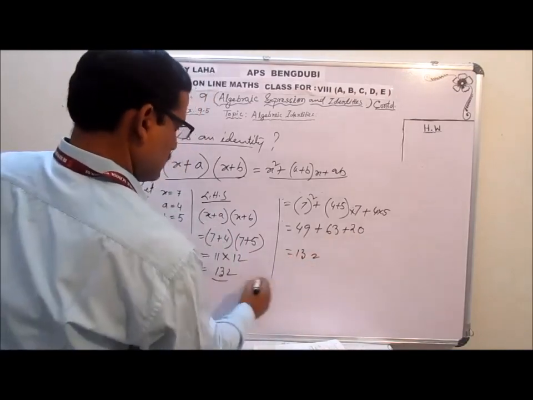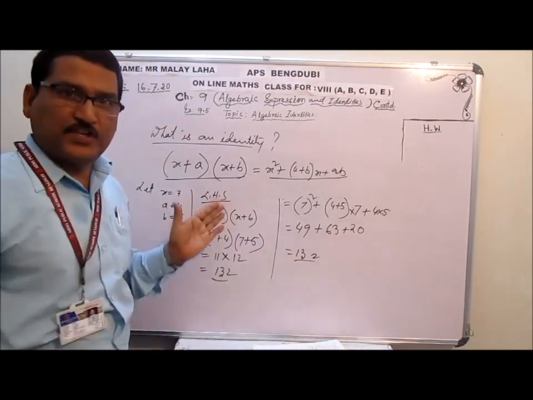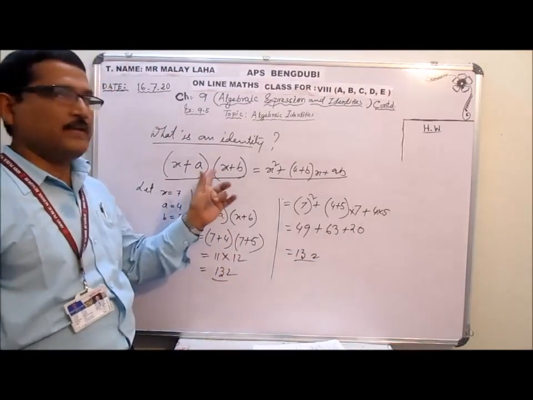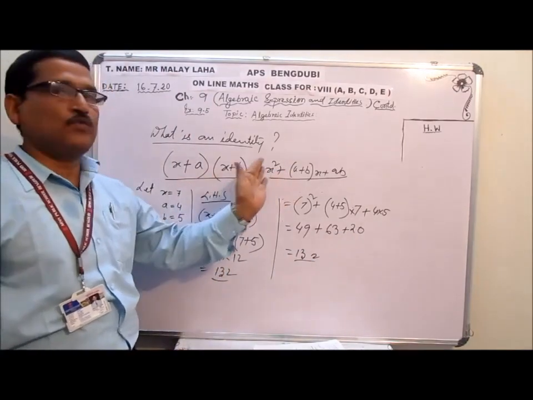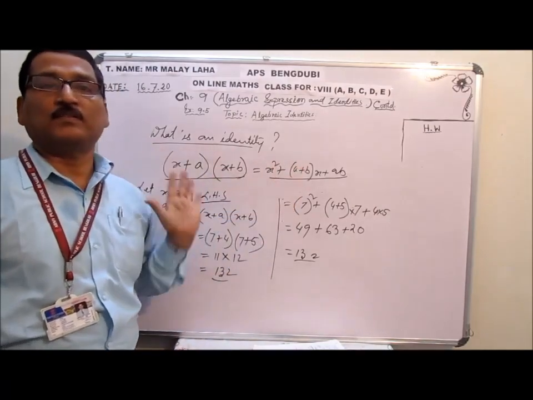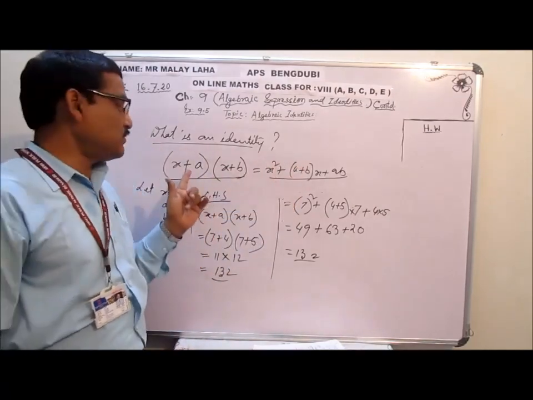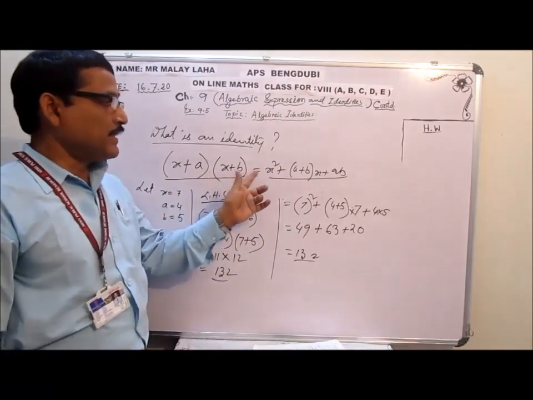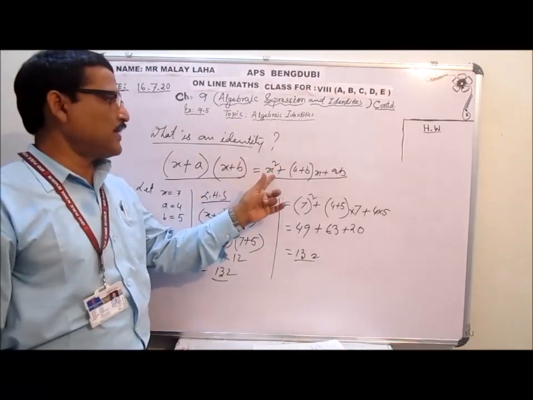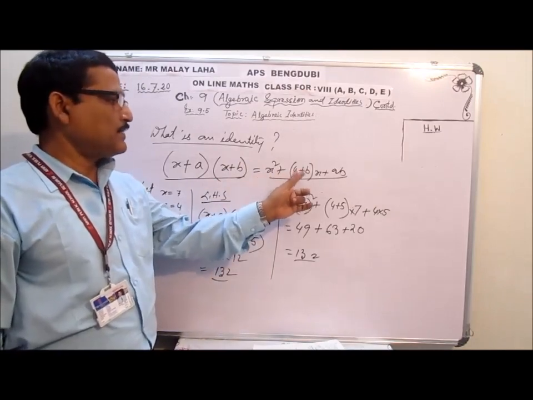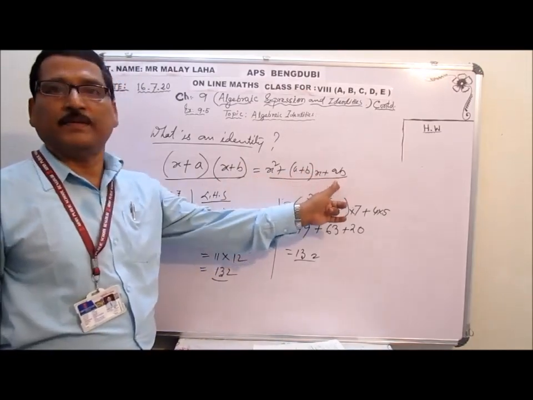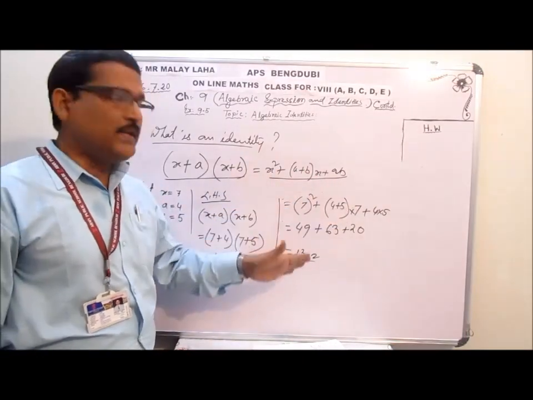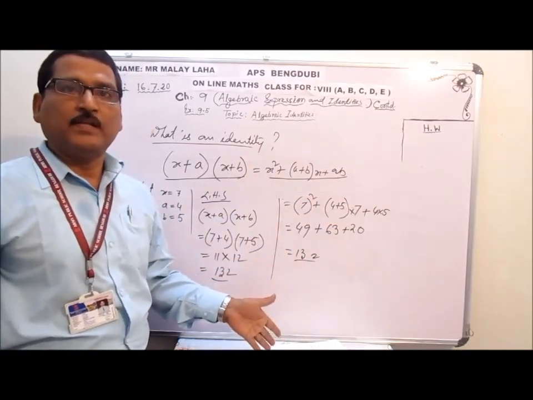So if I change the values on both sides, this expression will be equal to that expression; it will remain constant, no change at all. That's why the expression x plus a into x plus b equals x square plus a plus b into x plus ab. So that's why it is an identity. It is universal. Whatever values of the variables you take, it will hold.